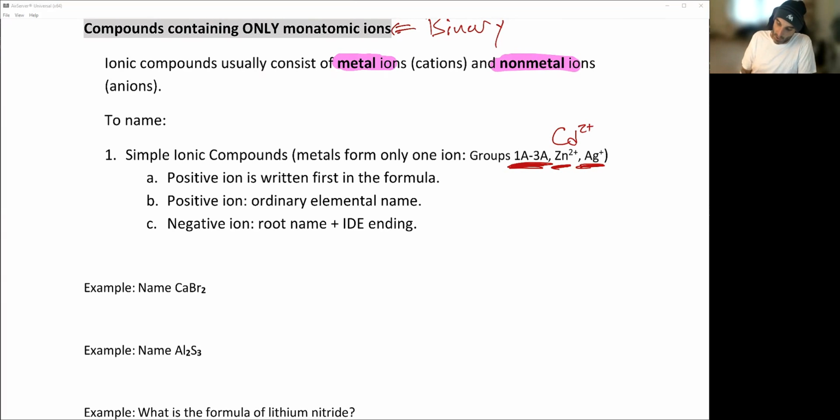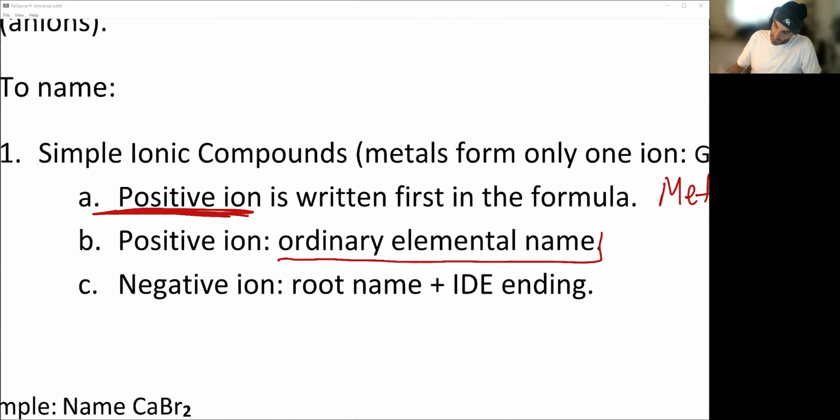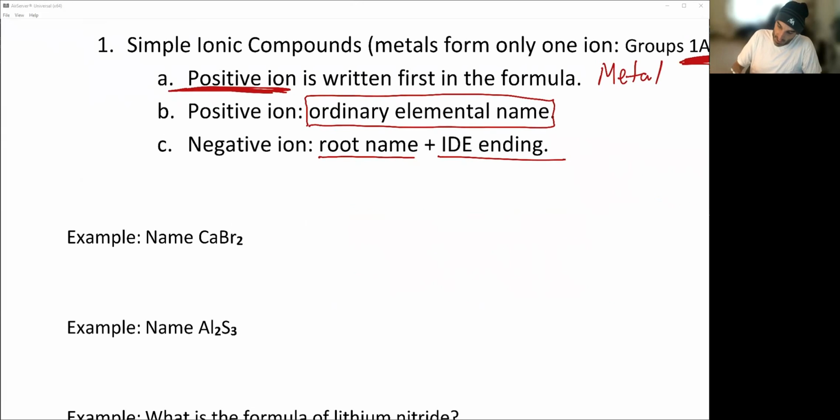So simple ionic compounds. The positive ion always gets written first. Again, this is going to be the metal. And it keeps its ordinary elemental name. That's the thing that I just said. The first one always keeps its name. The negative ion, you combine the root with the IDE ending. So let's do this first example here. CaBr. Ca is calcium. And Br is bromine. But of course, we're going to get rid of the ending ine and put in bromide. Calcium bromide, done. That one's finished.